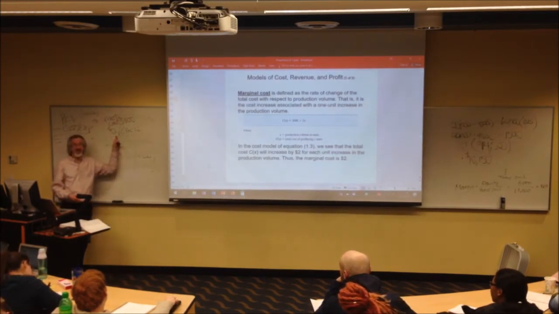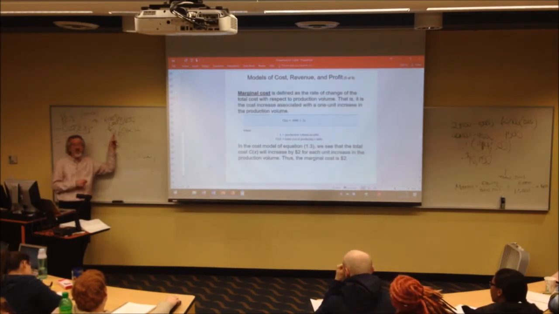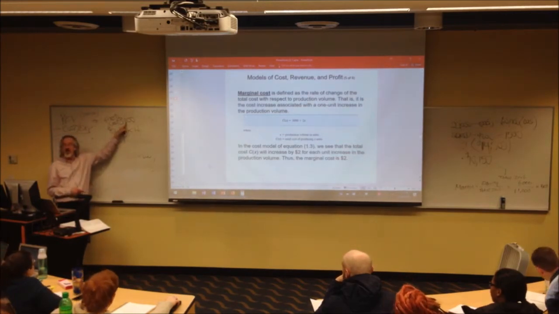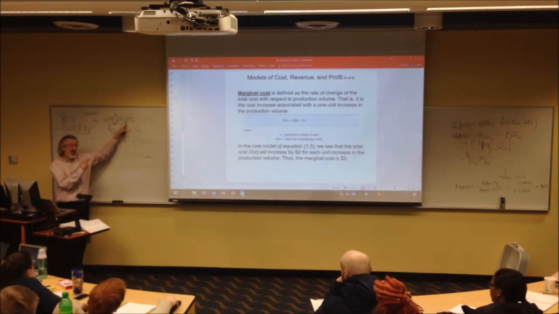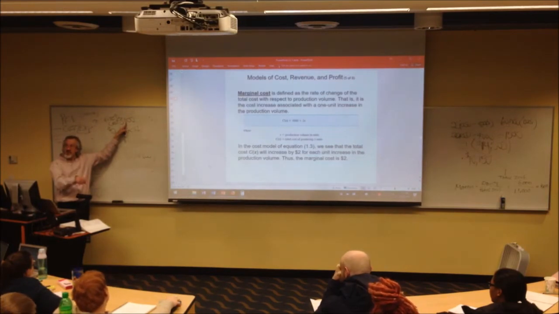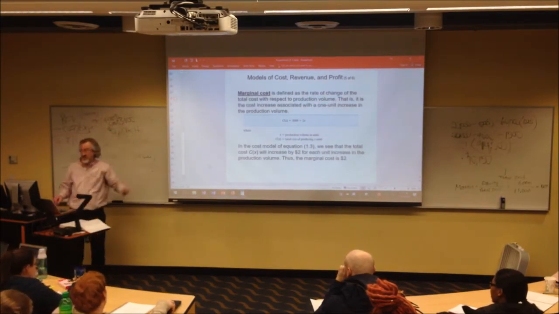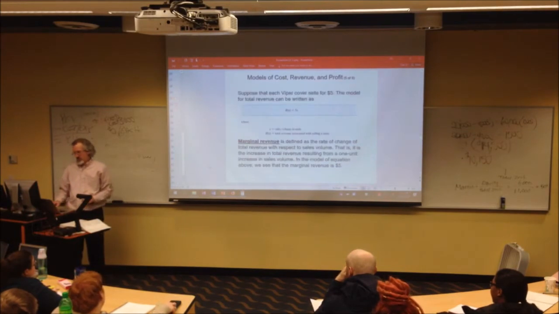That's the $2. That's the variable. Because if we only make 1, this is $2. If we make 100, it's $200. It changes. But if we only make 1, the fixed cost does not change. We're paying $3,000 if we make 1. We're paying $3,000 if we make 10,000. That's a fixed cost. It doesn't change based on how many we make. Everybody get the difference? That's what that's saying.